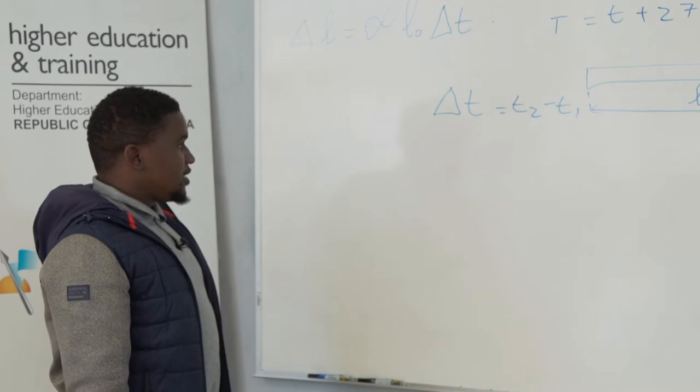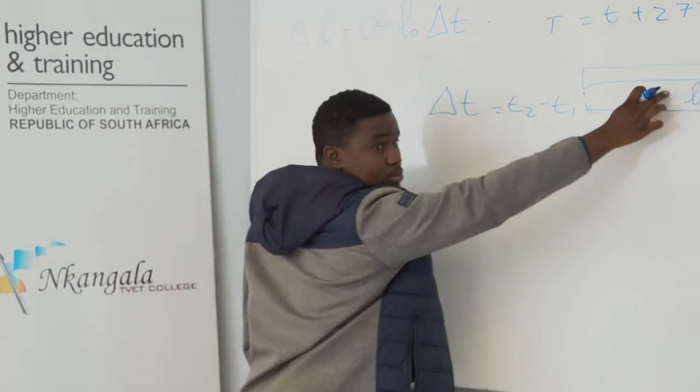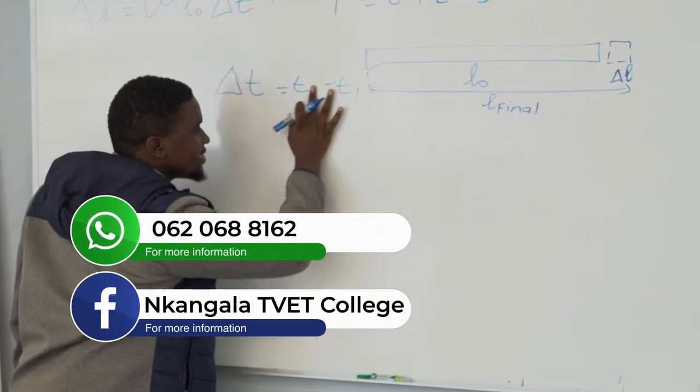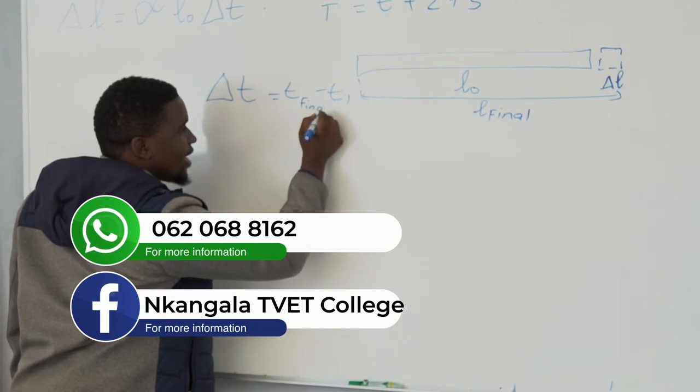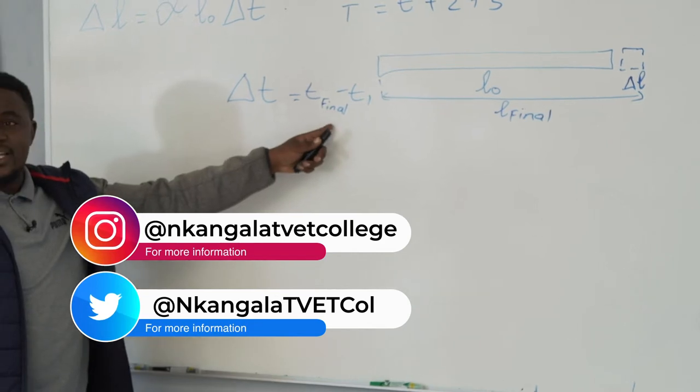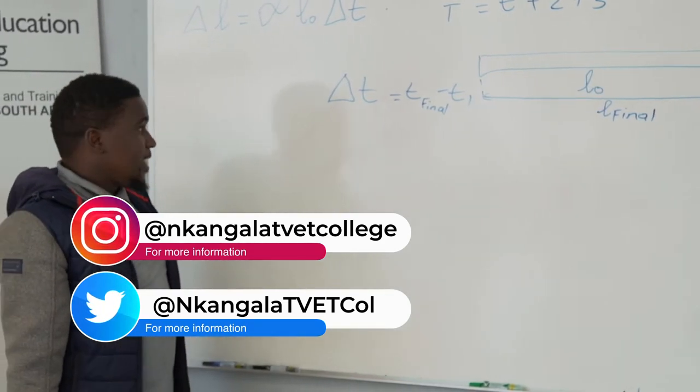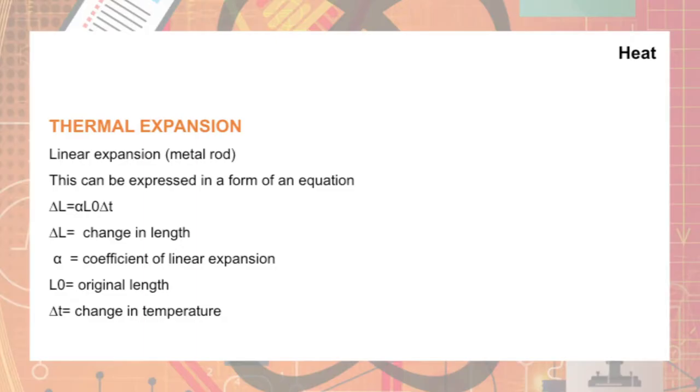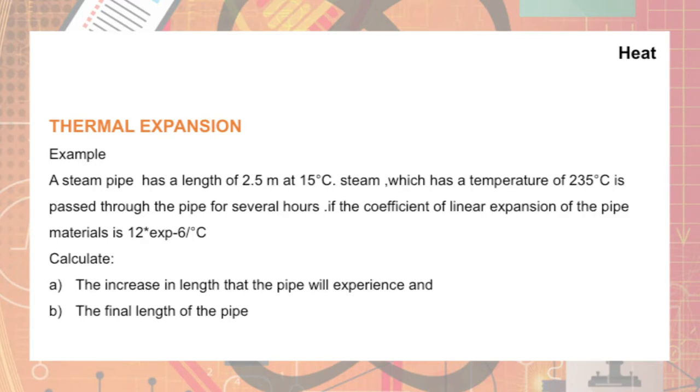Then now, what do we know about this T2 and T1? According to this diagram that we have drawn here, we can simply say this one is the final temperature, T2. This one is the initial temperature. Whatever temperature we are given initially, which is T1, we are going to subtract it from the final temperature to get our change in temperature. In most cases, it will be the small temperature change, in which our temperature has changed due to expansion.